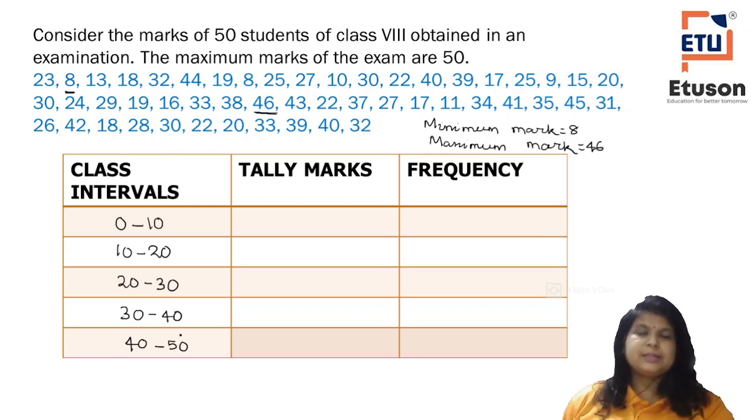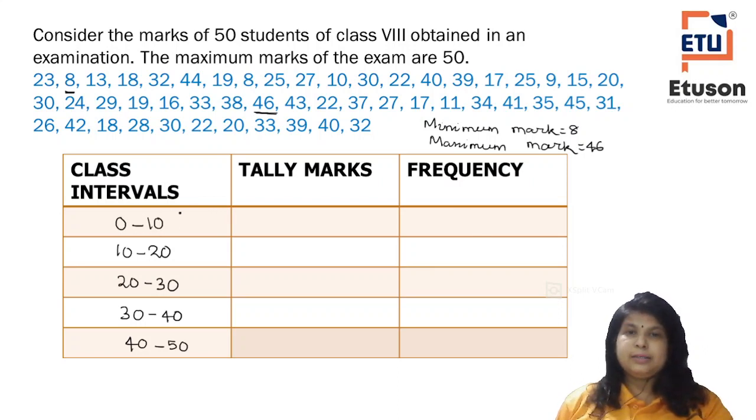So what next? We have to find out the frequency. So remember, for 0 to 10, you cannot consider 10. 10 can be considered only in the next class interval, as 10 is the lower limit. Similar is the case for 20, 30 and 40 respectively. Hope you remember this. I had told you in the grouping the data video.